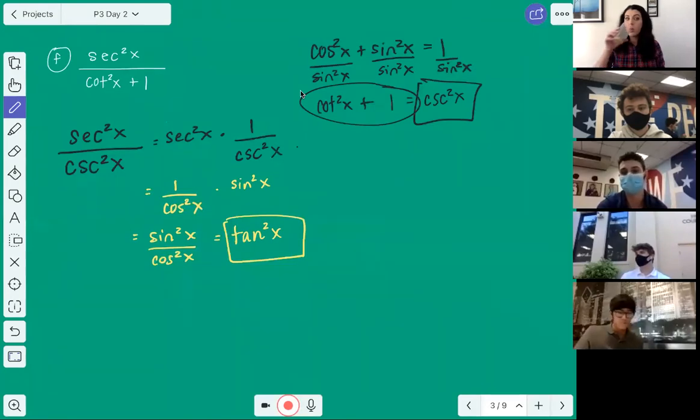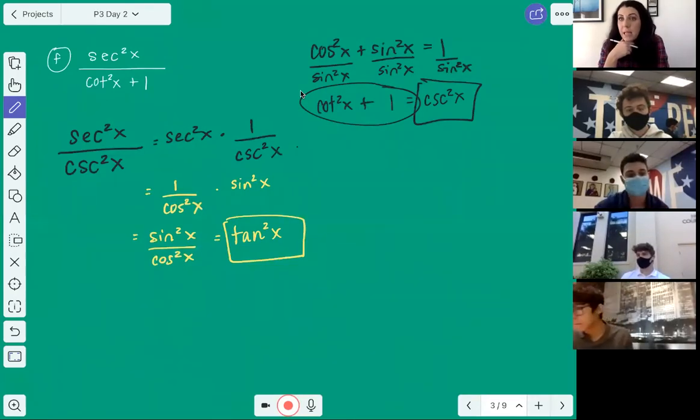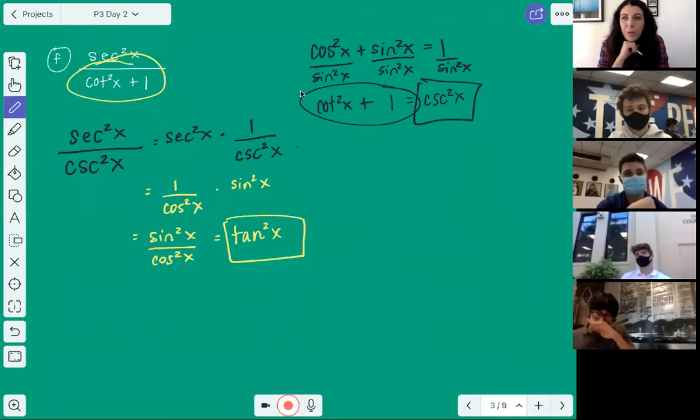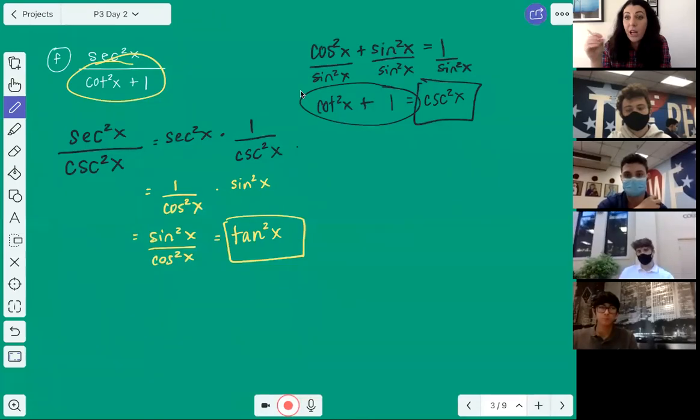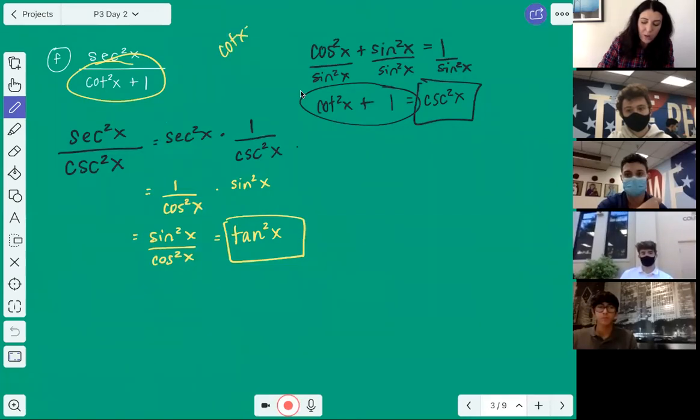I have a question. When you did the Pythagorean identity, why did you divide it by sine squared and not cosine squared? Great question, Dylan. So the reason we divided it by sine squared was because we had a cotangent squared and we were trying to figure out what the identity was that has cotangent squared plus 1 in it, or cotangent squared with anything, right? So in order to get a cotangent squared, I need to have, like, cotangent is cosine over sine.